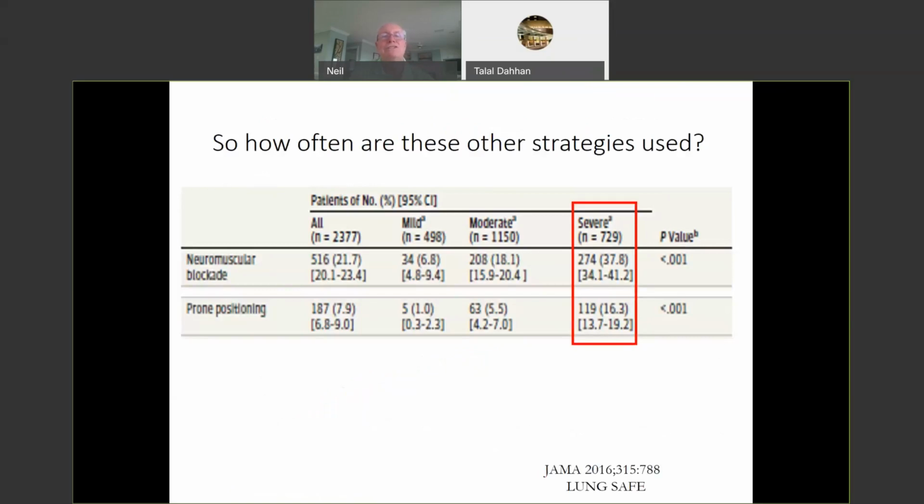How often are these strategies being used? Interesting, this is also the LUNG SAFE study. Neuromuscular blockers in the more severe ARDS patients were used about 37% of the time in this survey of around the world. Prone positioning, interestingly, is only 16% of the time. I think we have opportunities to improve, especially with the prone positioning.